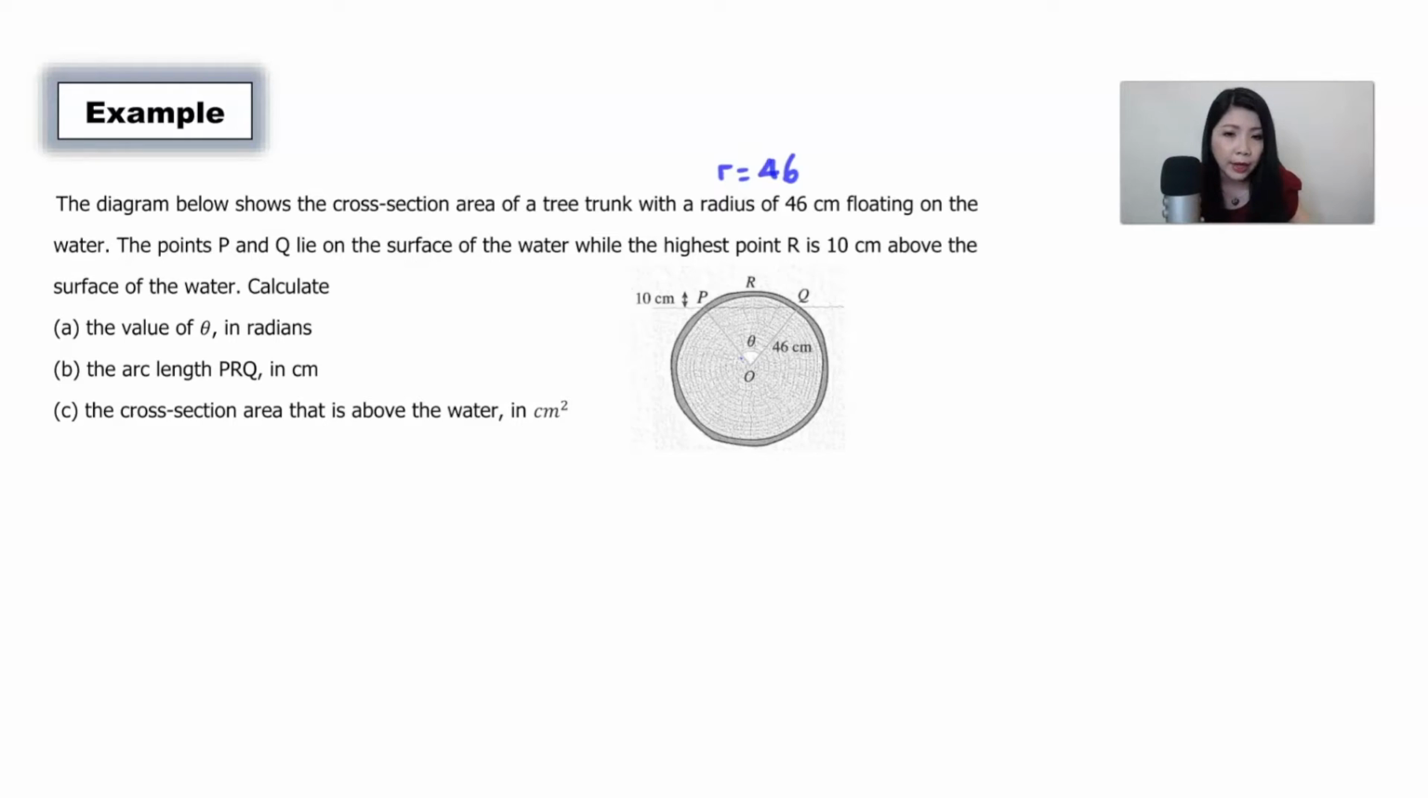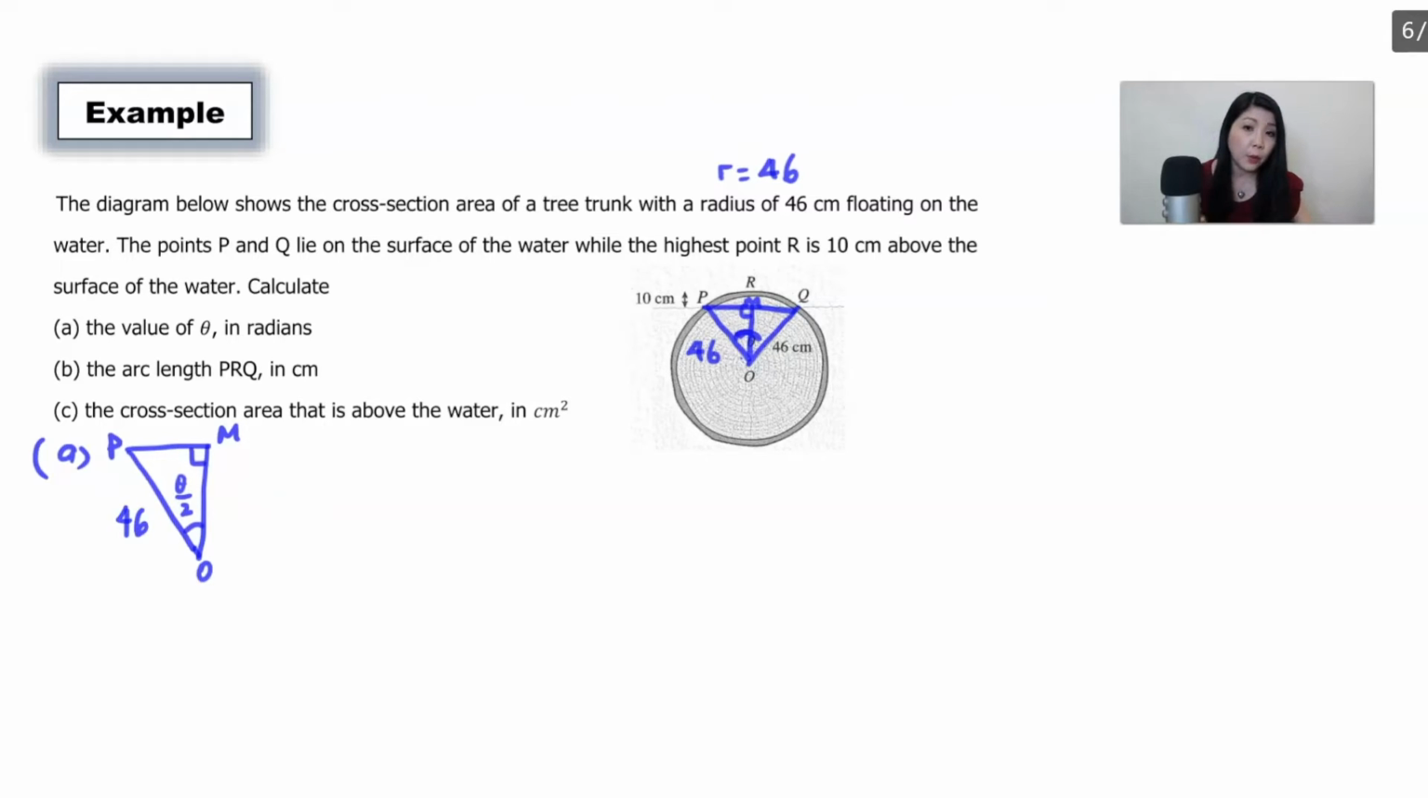So let's look at the diagram. PQ is the surface of the water, and the radius is 46 cm. Therefore, this is also 46. I'm going to split this into half and take it out so that you can see clearly. So this triangle has a 90 degree angle, this is P, O, and this midpoint I put as M. Let's say angle POQ is theta, so angle POM is theta over 2. OP is the radius, which is 46. And we need to find OM.